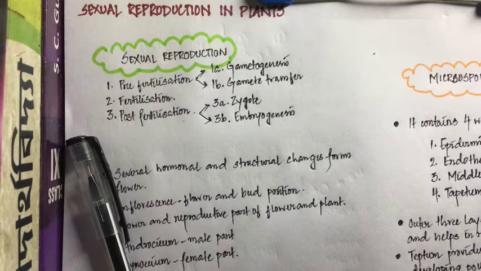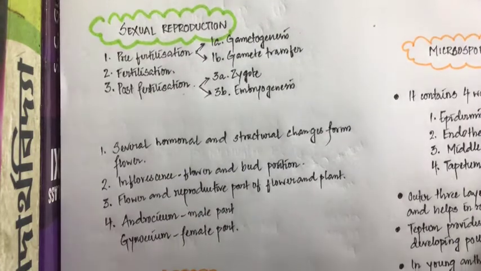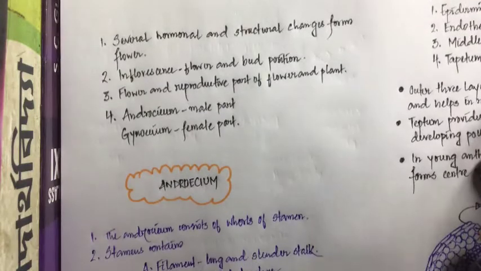If you haven't gone through those videos, I recommend you go through them because each and everything has a link. We have cleared our basic concepts in the first chapter. Now in the second chapter we'll be developing our concepts on the basis of those basic things we have already studied. Now the first thing is this process of sexual reproduction.